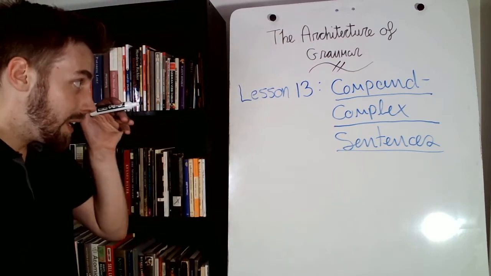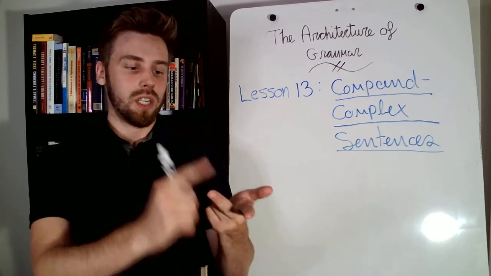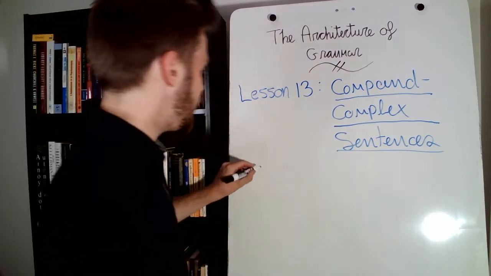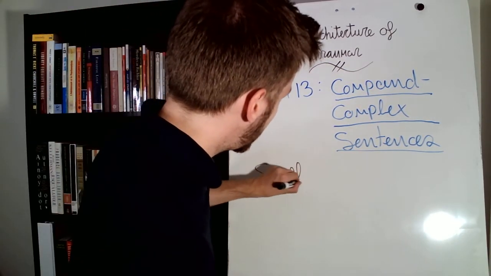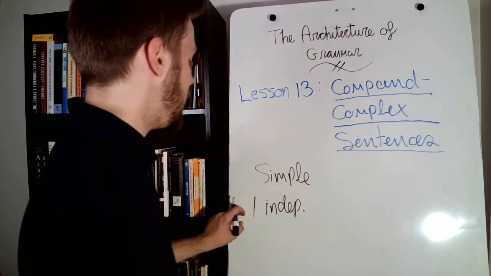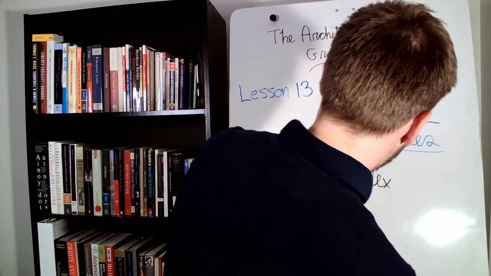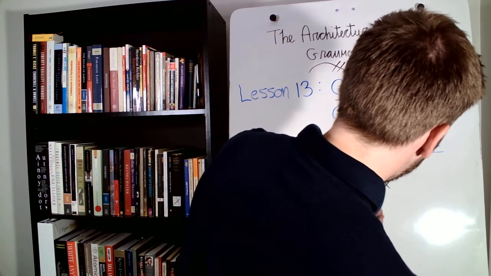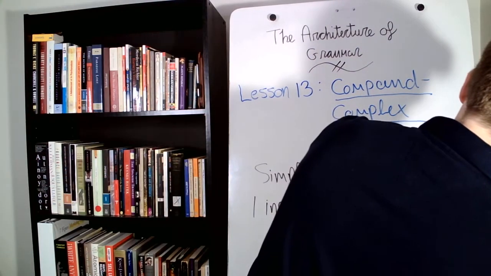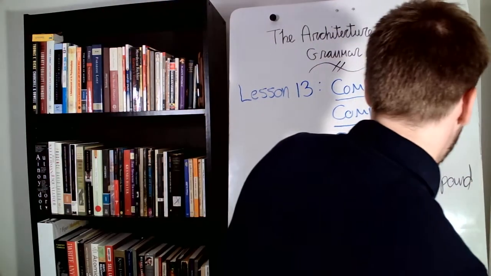So, as we've seen, there are four types of sentences: simple, complex, compound, and compound complex. So, just to recap, we've seen that simple has one independent. Okay? Simple, one independent. Complex, one dependent, one independent. Now, compound has two independent.